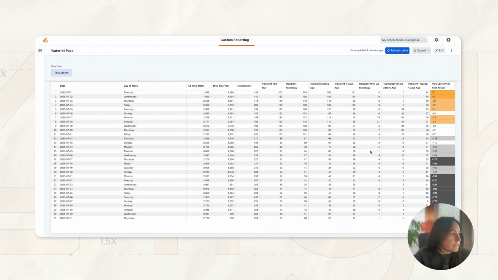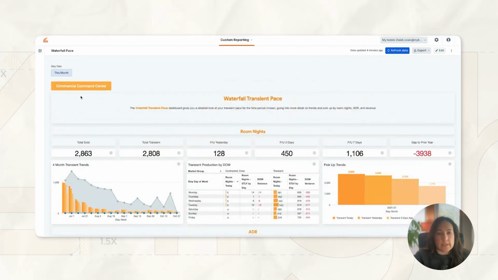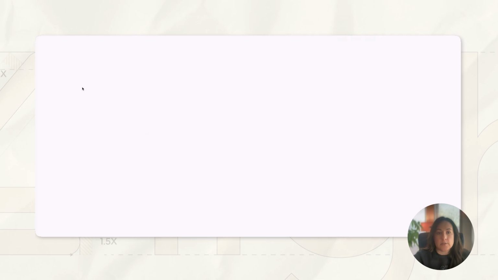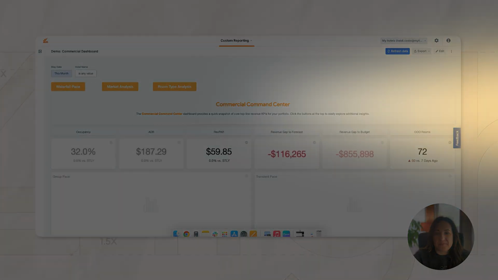And the best trick is when you are done with the waterfall pace, you've identified what you need, you can navigate back to the Commercial Command Center by just clicking the button at the top. And there you go, back to the Commercial Command Center.